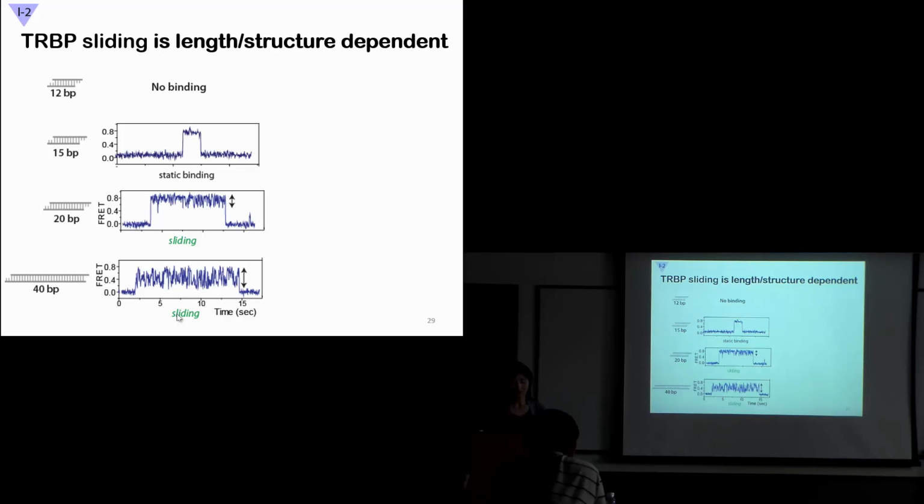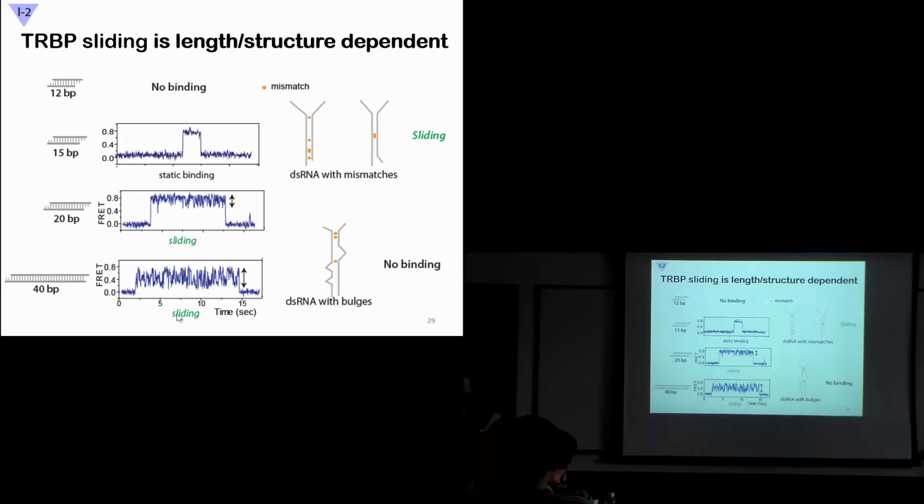And then the next thing we did was to vary the length of the substrate from short to long. Basically, 12 base pair is way too short for the protein to bind, so we don't see any binding. 15 base pair is just enough for the protein to bind and remain bound for some seconds. Beyond 20 and 40, we see a stable binding and this sliding activity. And you can notice that the amplitude change is bigger in 40 base pairs because there's more room to move around, right?